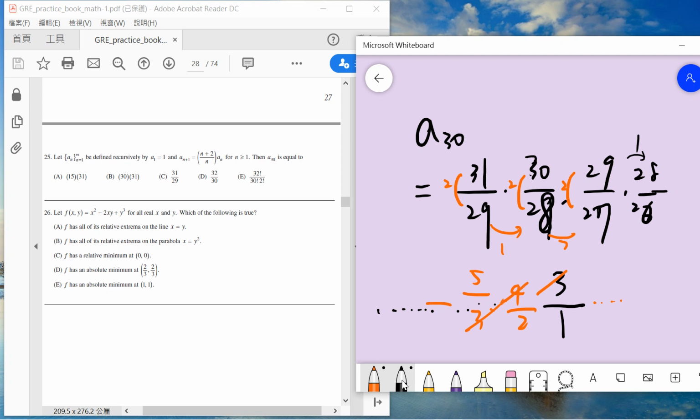So finally all these terms will be cancelled. The rest is 31 times 30 divided by 2 times 1. So the answer is 31 times 15. The answer is A.